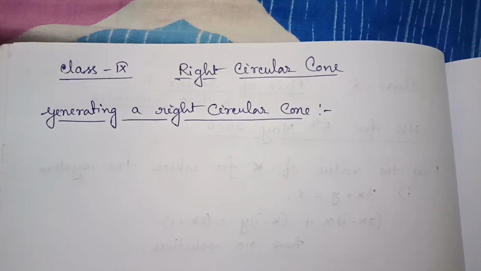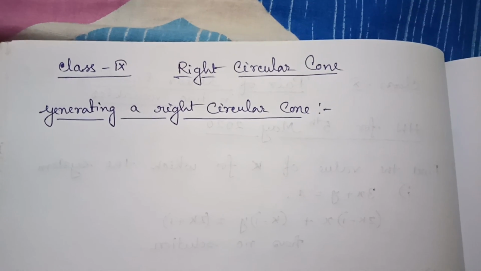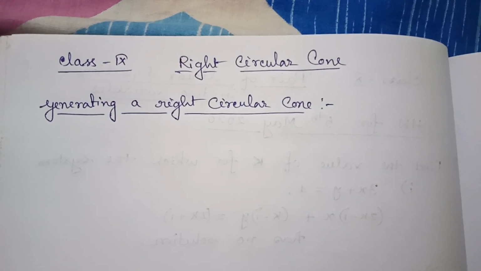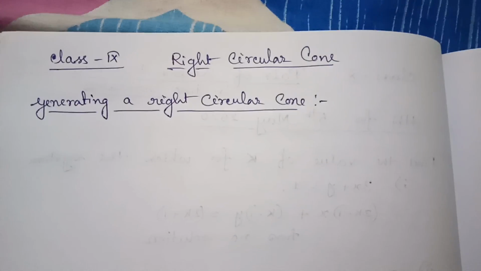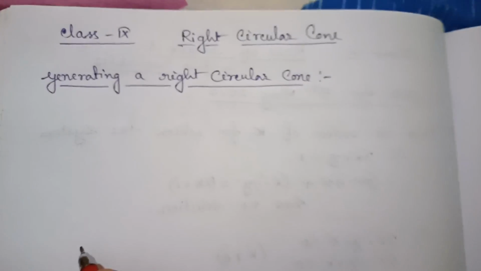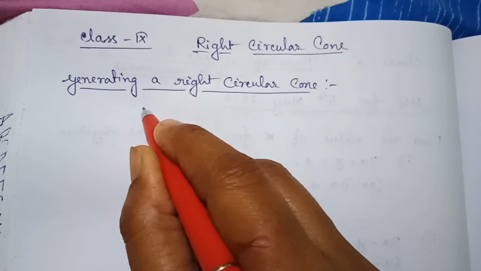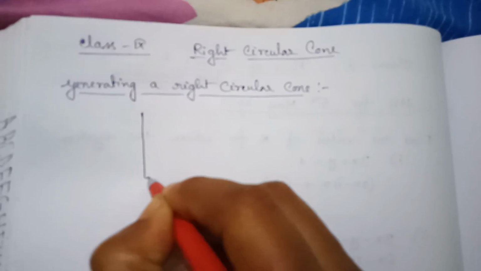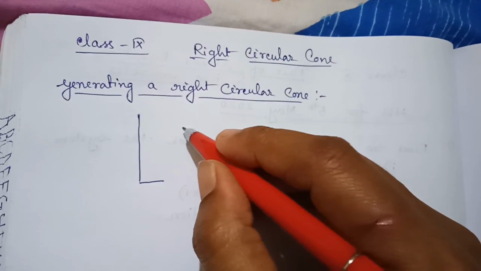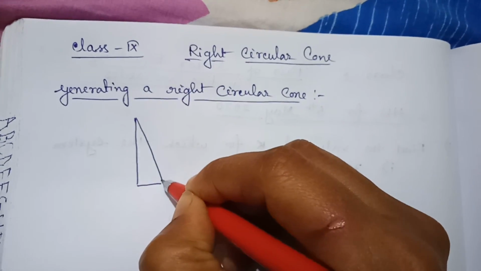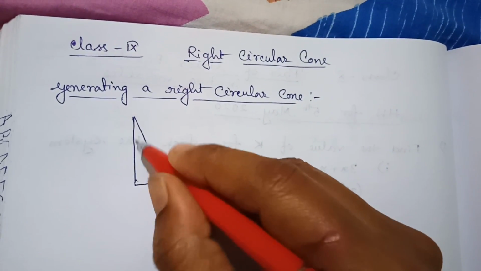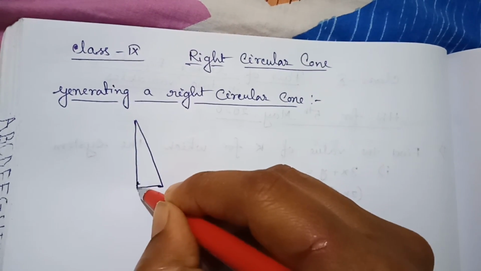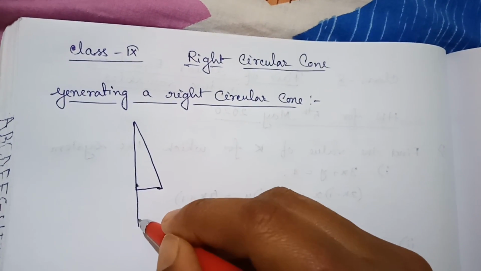Why is it called a right circular cone? For that we need to know first how we can generate a right circular cone. So for that reason, we will draw a rough sketch of a right angled triangle. Okay? Think about this. In this right angled triangle, the perpendicular part is its rotating axis.